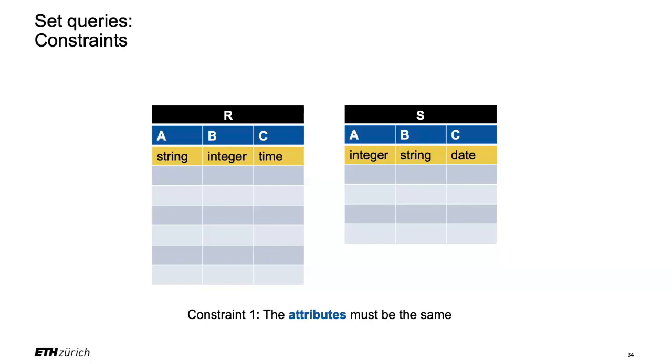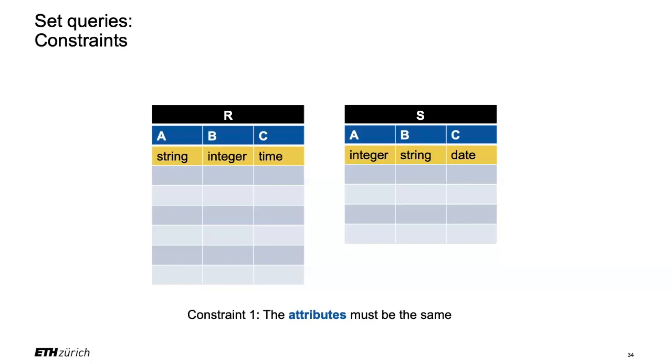I will not have domain integrity? Who can tell me? Yes? Exactly. It's a string on the left, an integer on the right, column A. So it means if you take the union, in the same column, you're going to have strings and you're going to have integers. So it's not the same domain. So you would not have domain integrity.